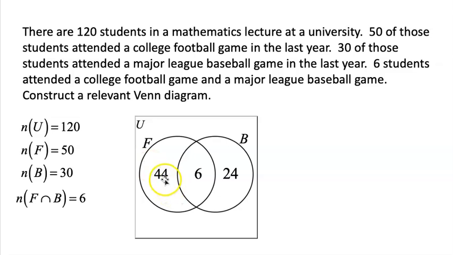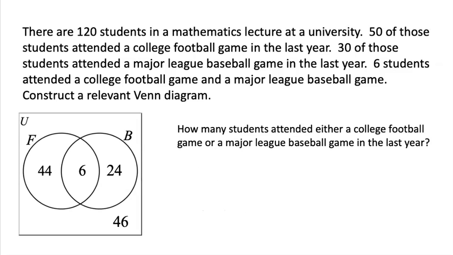So what have we used total? 44 and 6 is 50, plus 24 is 74. I need to get to 120. What else is in outer space? What is in the universal set but not in these 3 regions? 120 minus 74 is 46. So we have constructed our relevant Venn diagram. Now we're going to answer some questions about these various sets.